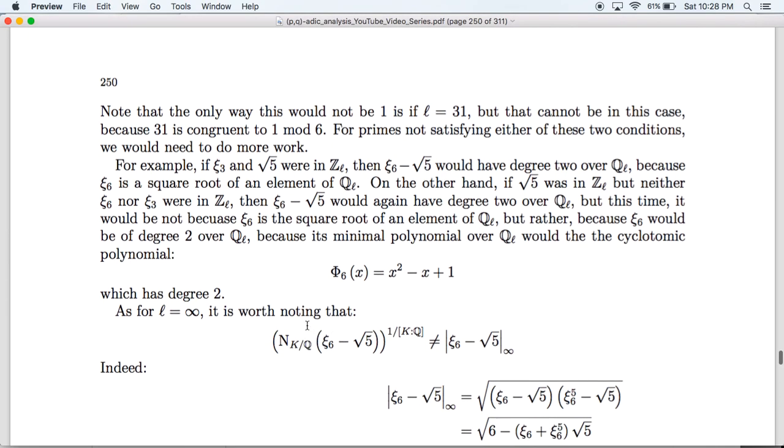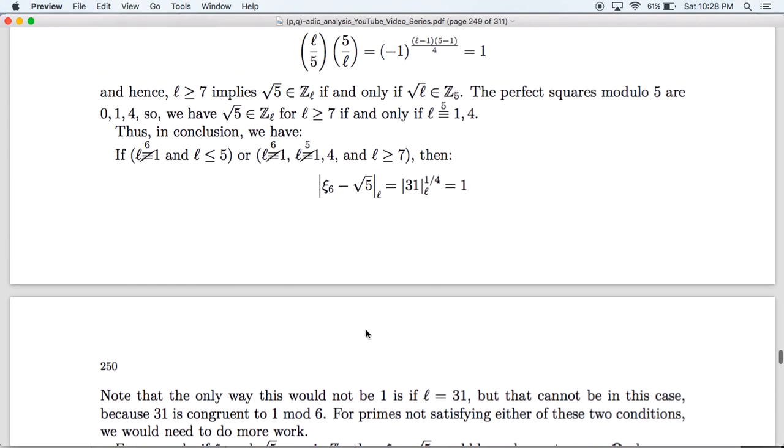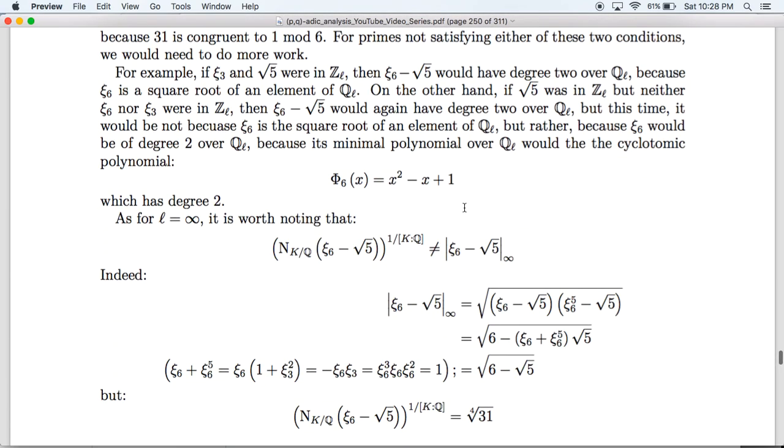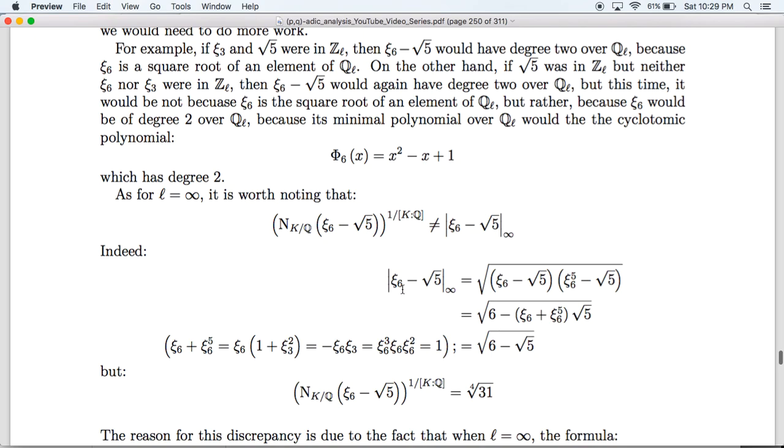As for L equals infinity, notice that here this is 4, so the fourth root of the field norm of this number would be the fourth root of 31. However, the normal complex absolute value of this guy is the square root of the product of the complex conjugates, which is the square root of 6 minus the square root of 5. So these two quantities aren't the same.